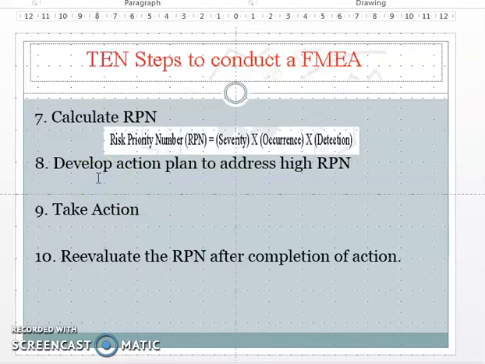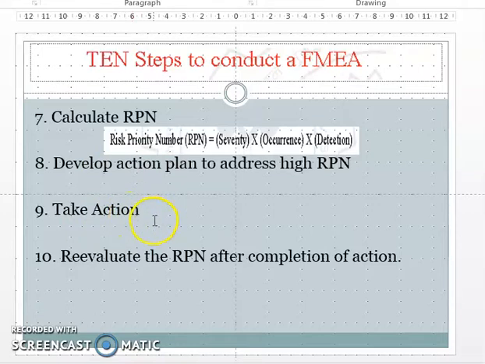Suppose the risk priority number is very high, then what changes should you make in the existing design or process so that the risk priority number is reduced or low? Once you have developed a plan, then you have to take action and implement the plan.